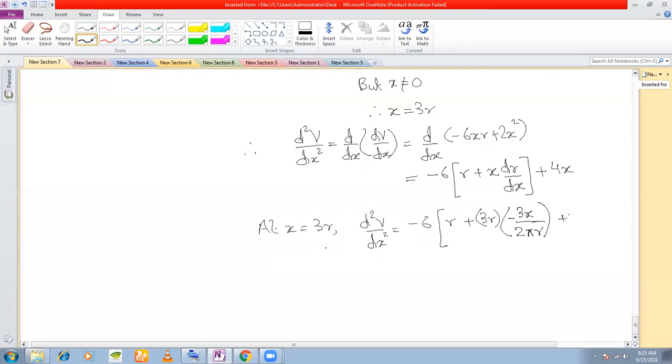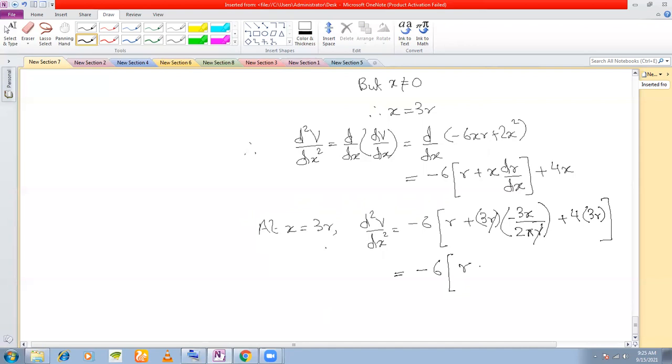And plus 4 into 3r. So now what happens? Anything that cancels? Yes, this R and this R will cancel. Okay, and X is still remaining here. So we can put x is equal to 3r after this.